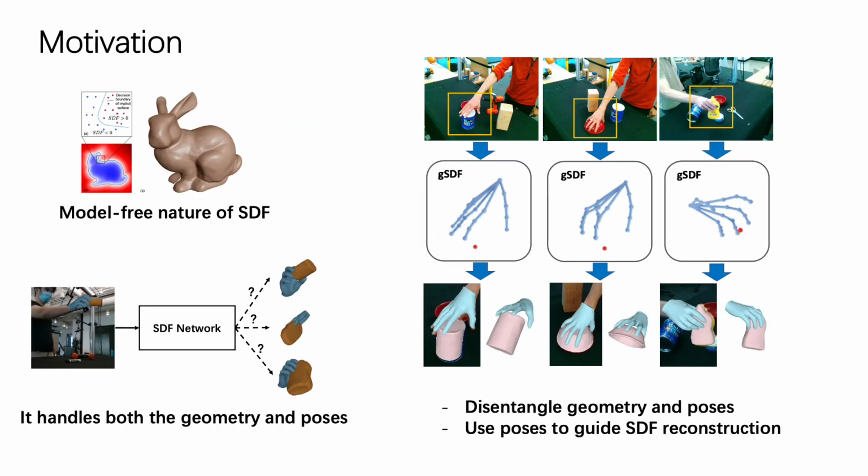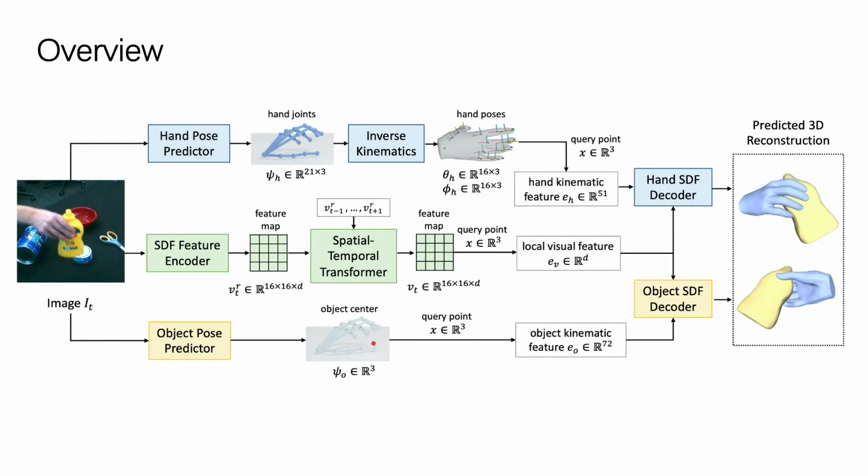Since SDF is a model-free approach, the neural network has to handle both pose estimation and geometry reconstruction during learning. Our idea is to disentangle these two tasks and use poses to guide SDF learning. Here is an overview of our learning framework.